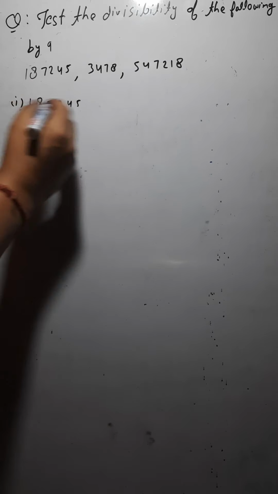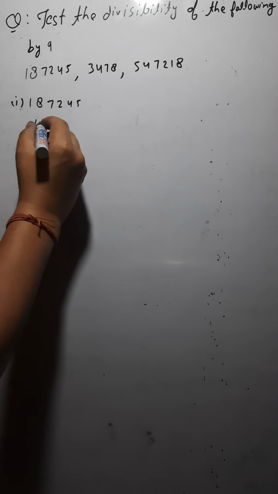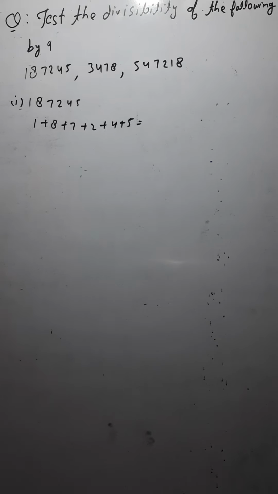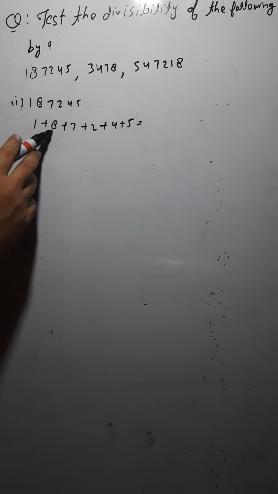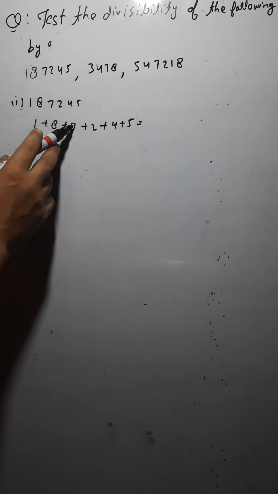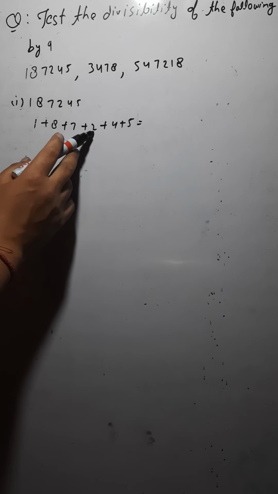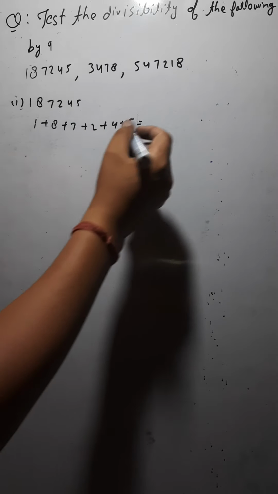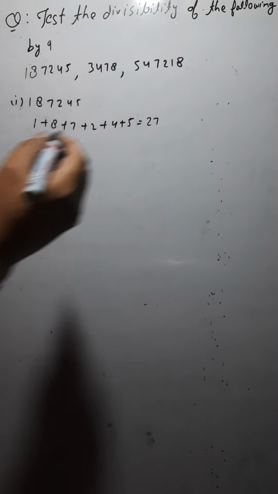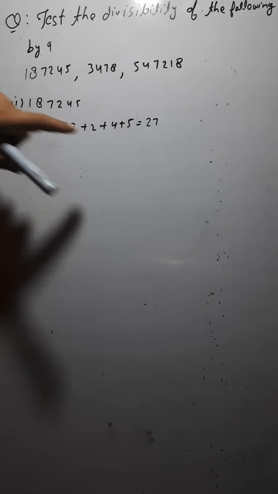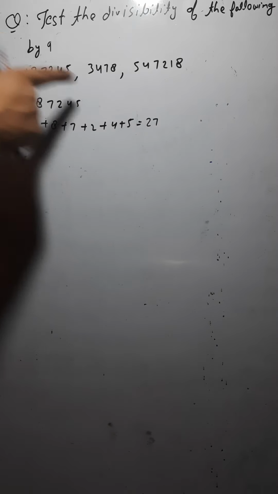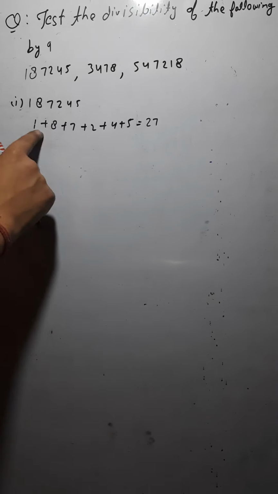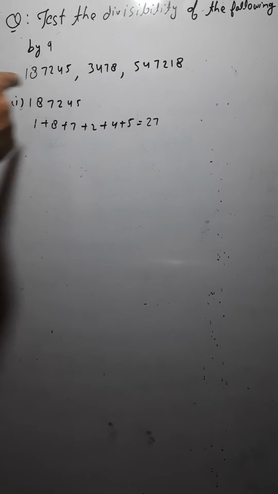We have to add all the digits here. So it is 1 plus 8 plus 7 plus 2 plus 4 plus 5. Let's add this. How much are you getting? 8 plus 1, 9, 9 plus 7, 16, 16 plus 2, 18, 18 plus 4, 22, 22 plus 5 would be 27. Look here. How much are you getting here? You are getting 27. And this 27 is divisible by 9. 9 3s are 27. Okay. So here the sum of the digits is divisible by 9. So hence the given number is divisible by 9.